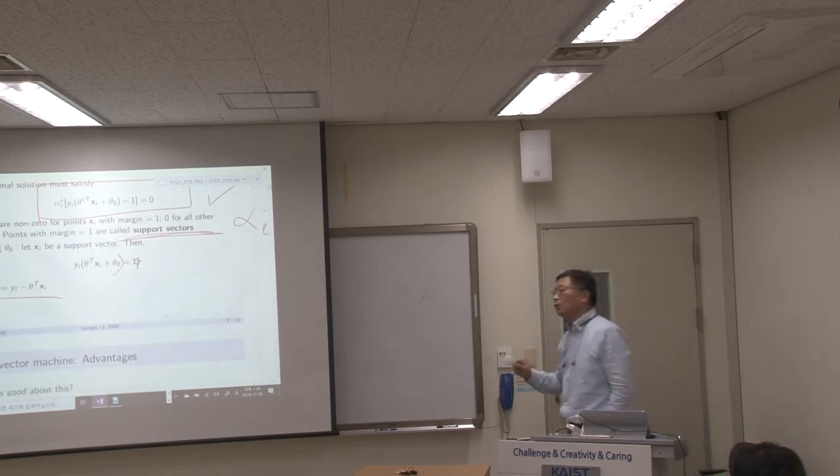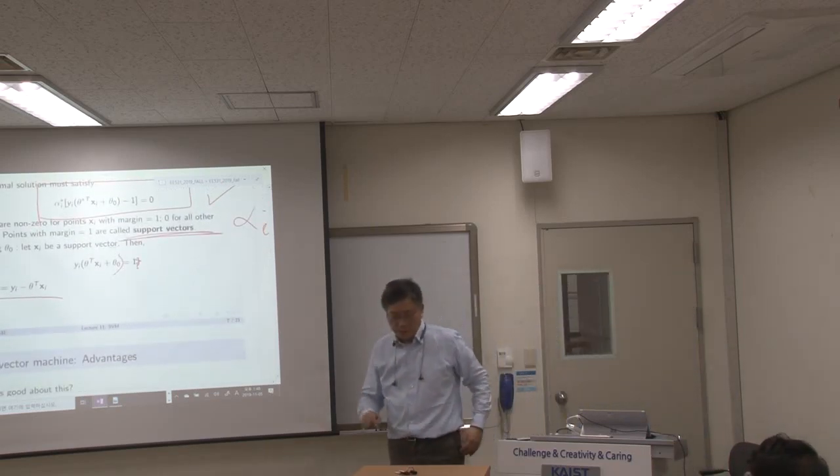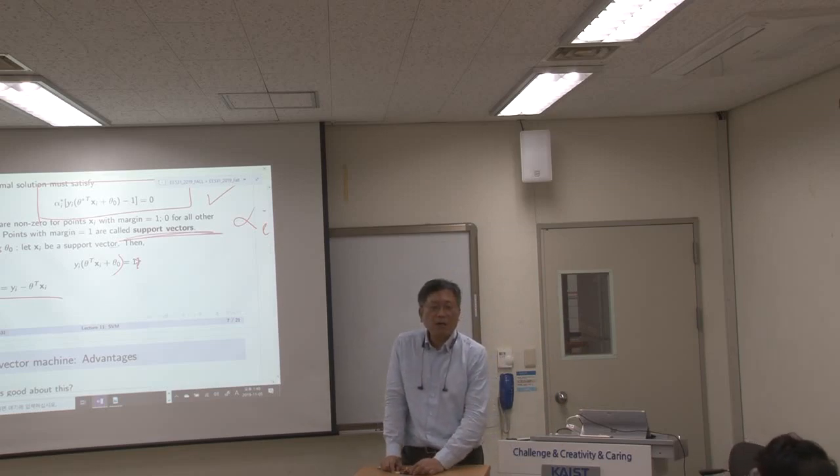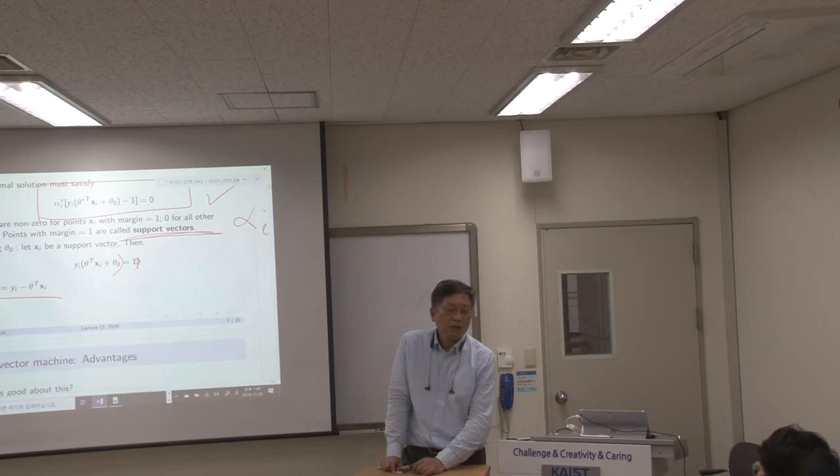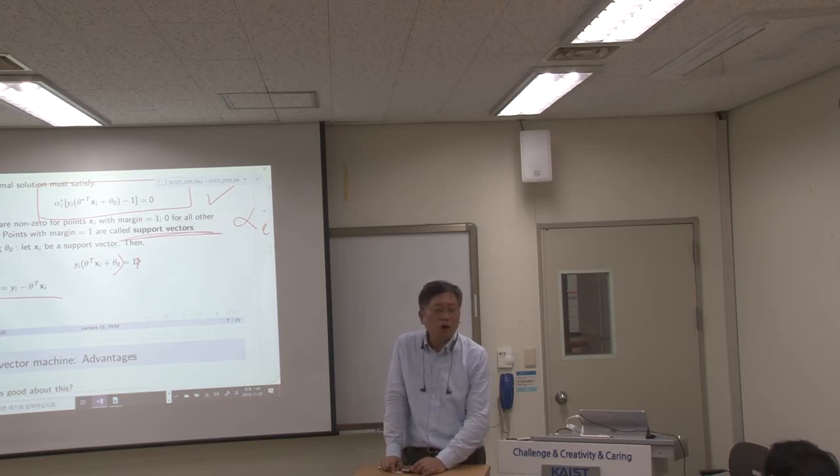So the solution in the support vector machine depends on what? All the training data? Is it all the training data? No. Only on what? Only on the support vectors. Okay? It leads to a sparse solution.